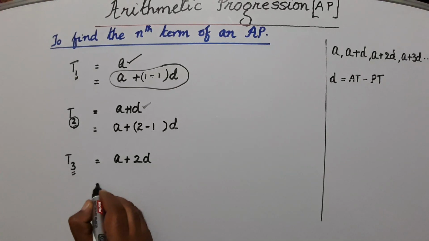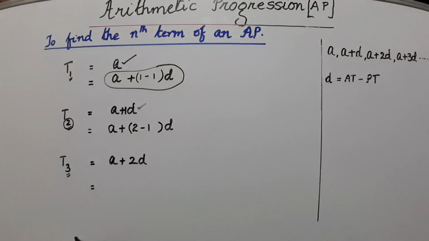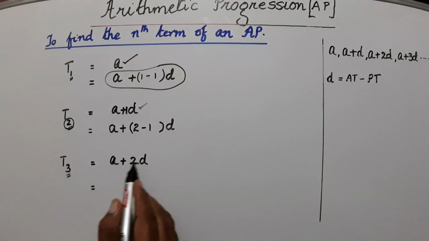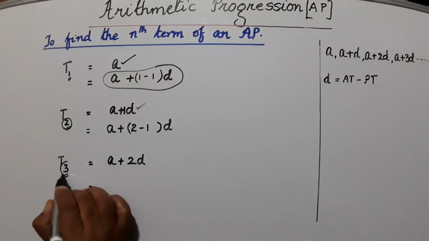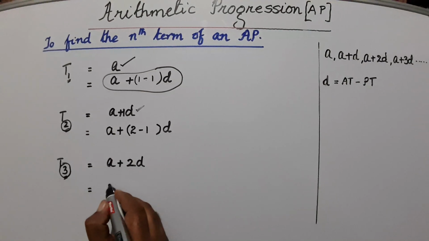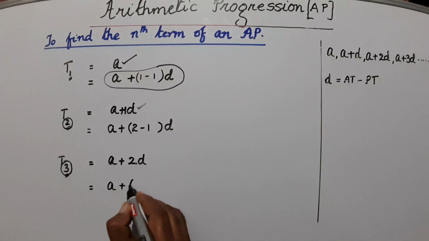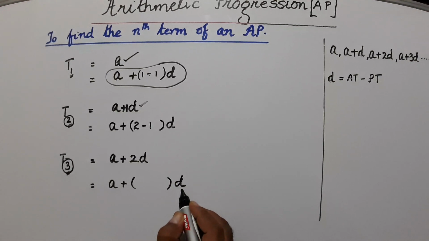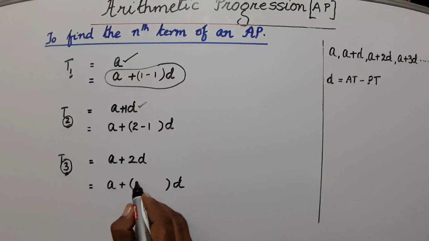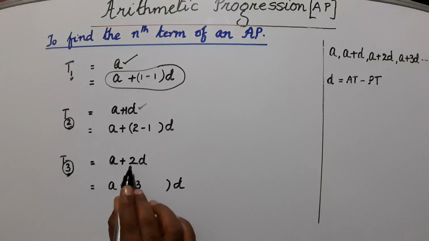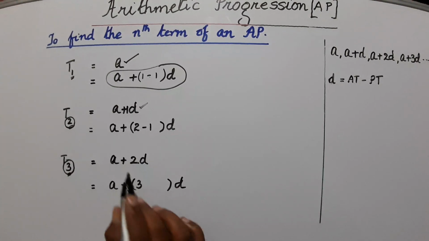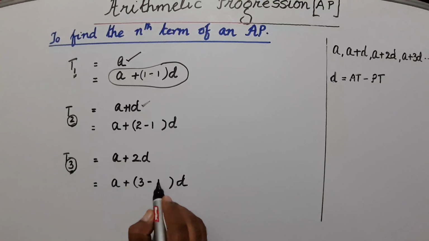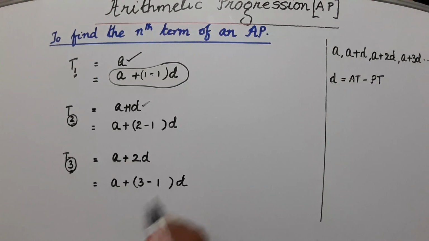Similarly, the third term, T3, is equal to, what are the conditions? a should be there, d should be there, a and d are already there. The suffix 3 should be introduced. So how do I do that? a plus, I'll open a bracket and I'll write d separately next to the bracket. Now I'll use the suffix 3 in such a way that I should get the coefficient of d as 2. How do I get 2 using 3? From 3, I'll subtract 1. 3 minus 1 is 2d.